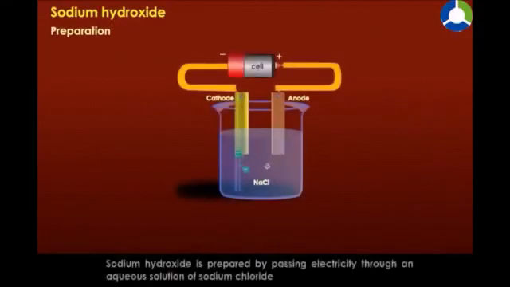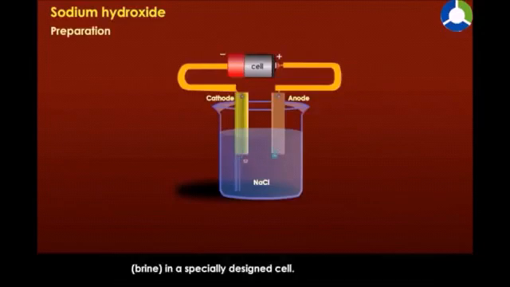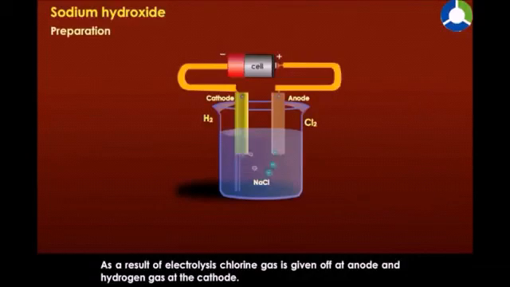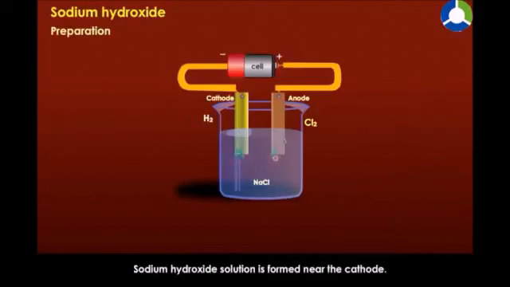Sodium hydroxide. Preparation. Sodium hydroxide is prepared by passing electricity through an aqueous solution of sodium chloride, brine, in a specially designed cell. As a result of electrolysis, chlorine gas is given off at the anode and hydrogen gas at the cathode. Sodium hydroxide solution is formed near the cathode.